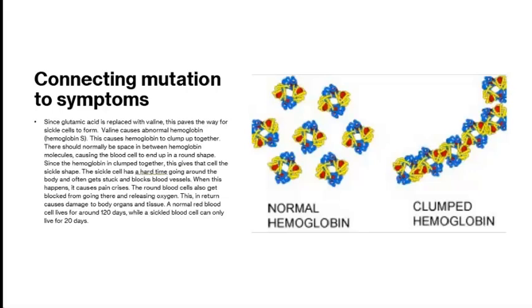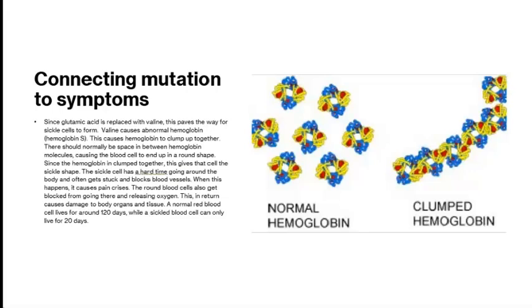And in the image to the right, you can see that normal hemoglobin molecules are spaced out and make sort of a circular cell shape. But the clumped up hemoglobin just comes together and gives it that sickle cell shape and doesn't give it any space to expand.